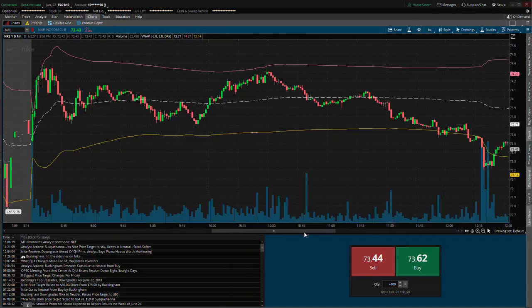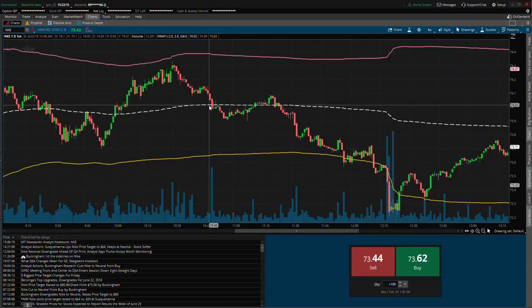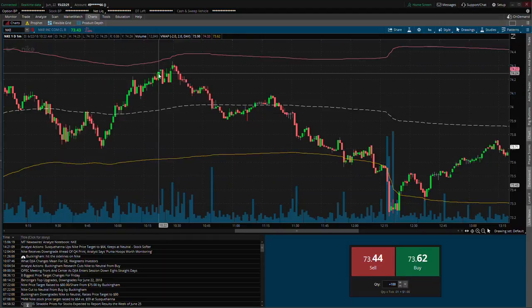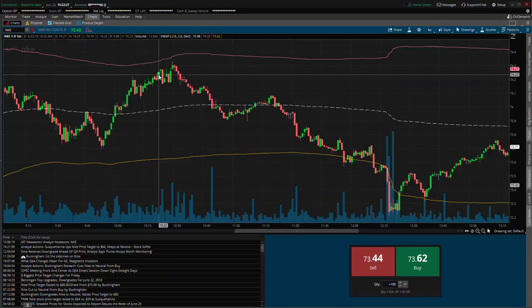And so, as you can see, when it actually starts approaching these bands, if it approaches the upper band, that's when it starts to sell off again. That's why I was saying a minute ago, if you buy in and as it approaches the upper band, go ahead and start considering locking in your profits.